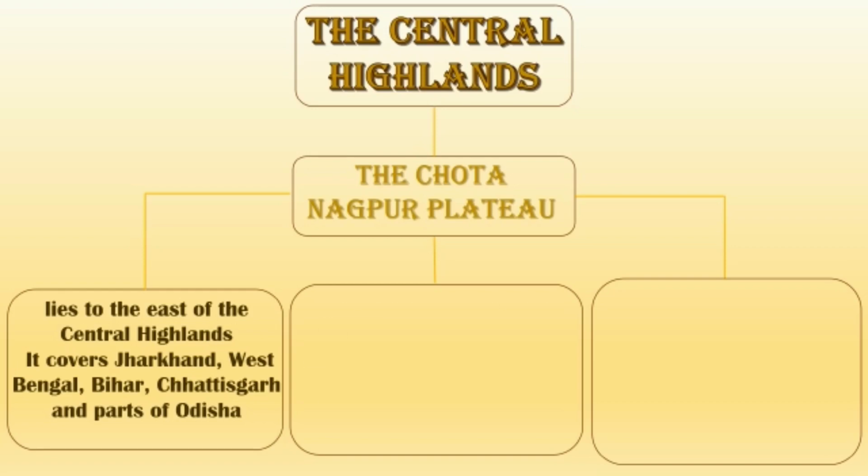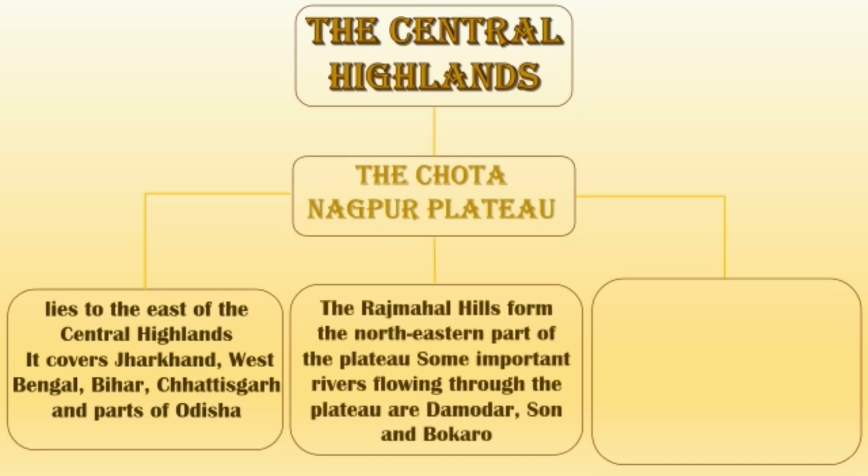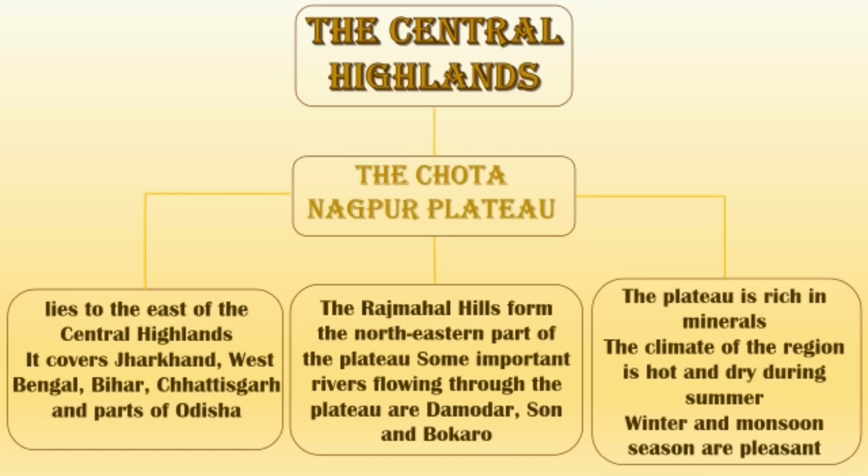The Rajmahal Hills form the northeastern part of the plateau. Some important rivers flowing through the plateau are Damodar, Son, and Bokaro. The plateau is rich in minerals. The climate of the region is hot and dry during summer. Winter and monsoon season are pleasant.